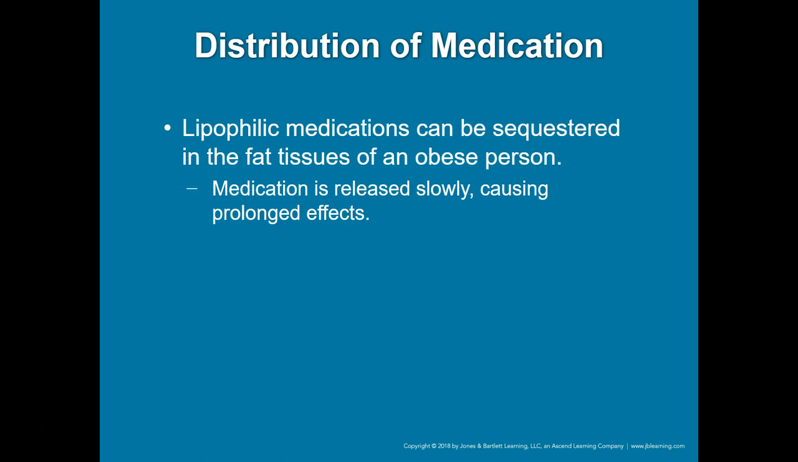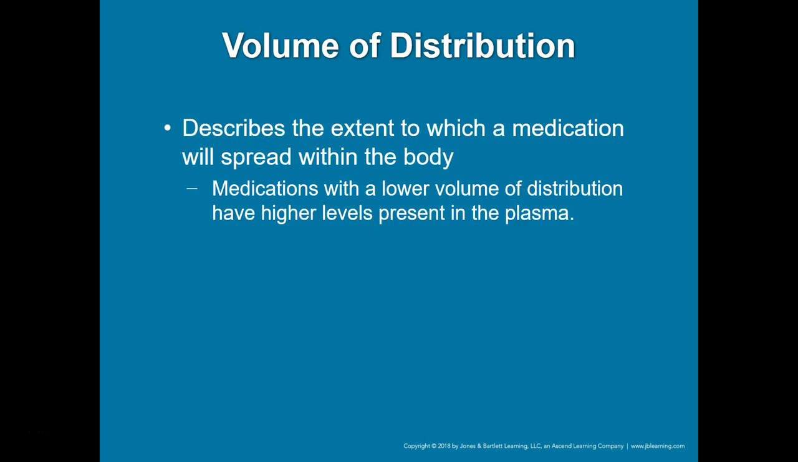Lipophilic medications can be sequestered in the fat tissue of an obese person, and sometimes are released slowly, causing prolonged effect. So again, this is going back to how that medication is produced, and then it comes into the body, is stored in the fat cells, and then released slowly over time. Volume of distribution describes the extent to which a medication will spread through the volume of the body. Medications with a lower volume of distribution have higher levels present in the plasma. Again, that just goes back to how the drug is made and whether it's going to spread out well through the body.